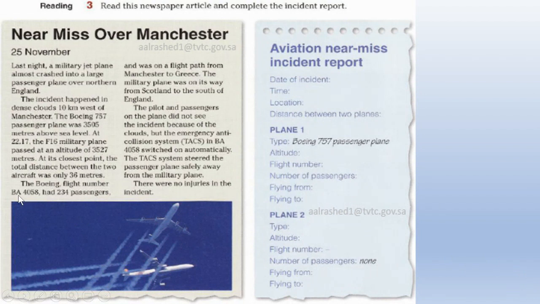The Boeing flight number BA4058 had 334 passengers. So we have two airplanes. This is the first airplane, the Boeing 757, and the other one is the F-16 military plane. It was on a flight path from Manchester to Greece. The military plane was on its way from Scotland to the south of England. The pilot and passengers on the plane did not see the incident because of the cloud. So they were unable to see the planes because of what? Because of the clouds.